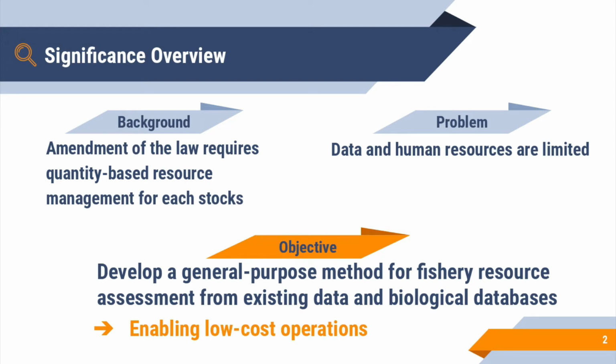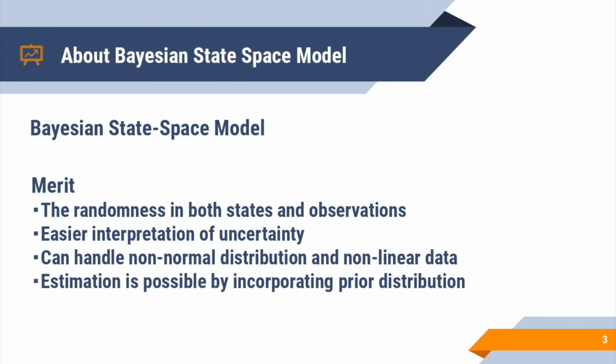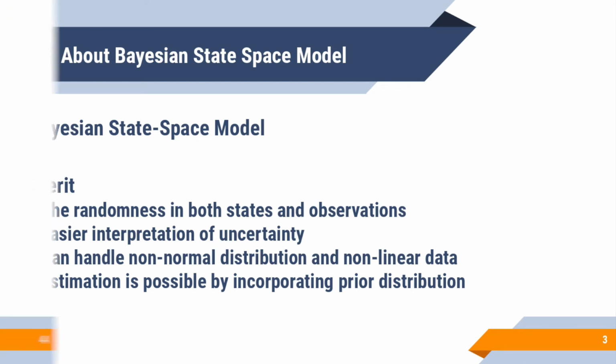So we are trying to solve this problem with the Bayesian method. We are using a Bayesian approach. This model has some benefits. The first is that it can realistically account for both observation and process error. The second is that the uncertainty is easy to interpret. The third is the ability to easily handle non-normally distributed and non-linear data. The fourth point is that prior information can be incorporated into parameters.